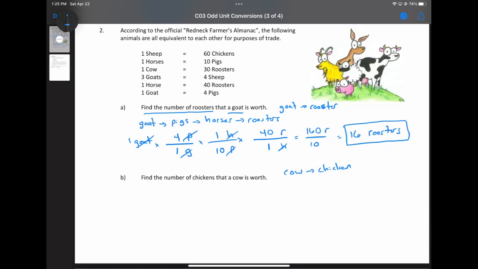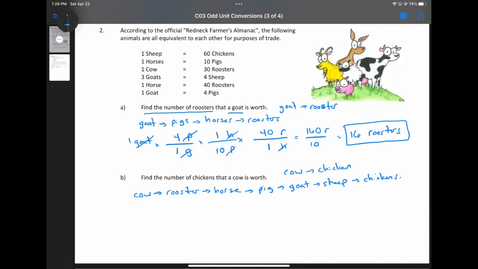So writing out our list, we're going to start with cow. Looking at my list, I can go from cow to rooster. I can go from rooster to horse. I can go from horse to pig. I can go from pigs to goats. I can go from goats to sheep. And I can go from sheep to chickens.